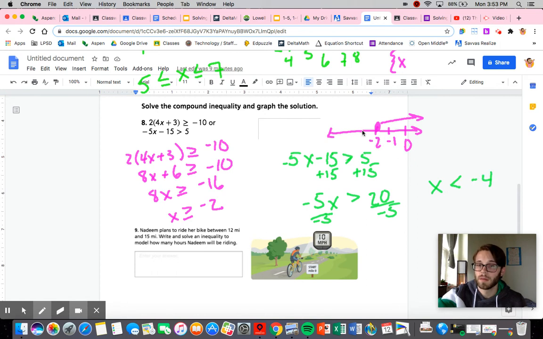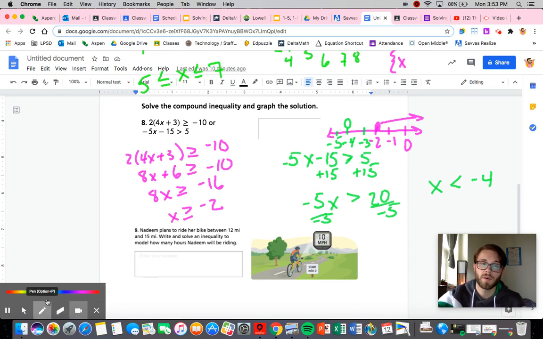Okay. So negative 3, negative 4, negative 5. Now, it is an open circle because we're not including the negative 4. Just 2 out of 5. We're not including the negative 4. And we are going to the left now. So you'll see here, we're saying this is true in either case, right? If it's true over here, that's fine. If it's true over here, that's fine.